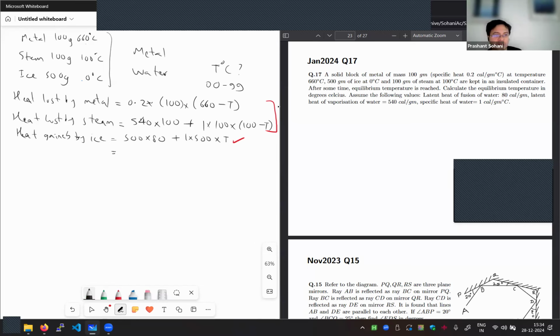So the equation I'm going to get is 40,000 plus 500 T. So this is the heat gained by the ice, equal to the sum of the first two components. So 54000 plus 100. And now you see this is just an equation where capital T is the only unknown variable. So if I solve for that, I will get the answer.